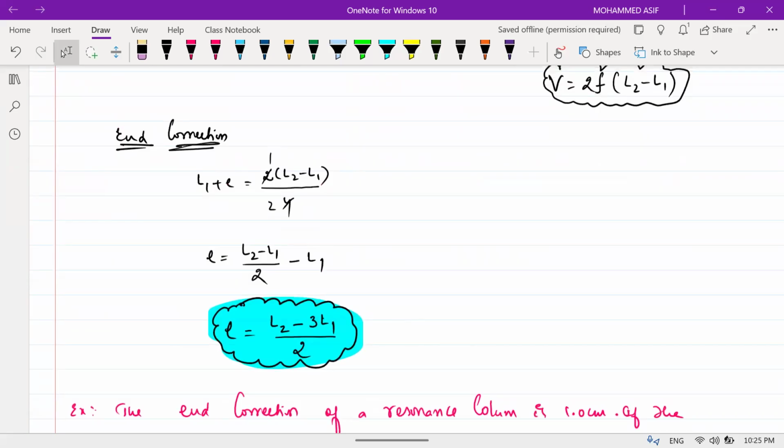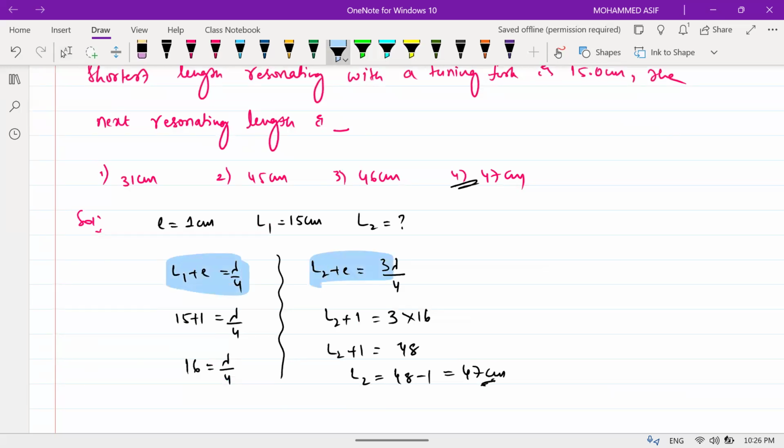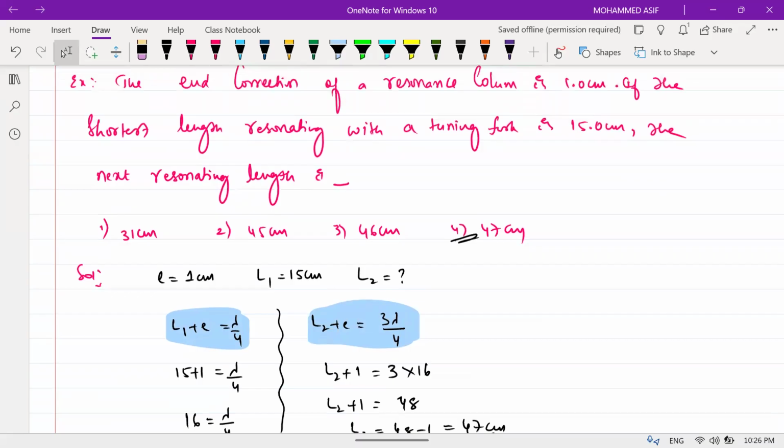You can even use this direct shortcut formula: E is equal to L2 minus 3 times L1. But every time you can't remember that one by heart. That is the reason I'm writing in the standard form for this one, everyone. This is the shortest. The next means immediately L2 plus E divided by 3 lambda by 4. And he may be using a different term here. Instead of second resonating length, he may be talking about the fifth resonating or maybe seventh. At that time, it will become how much, beta? L5 plus E is equal to 5 lambda divided by 4, like that.